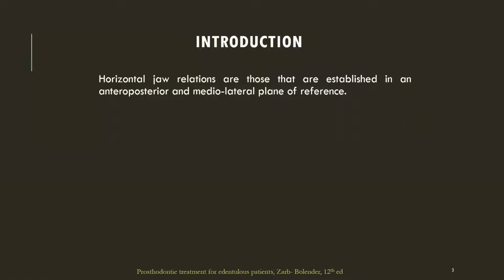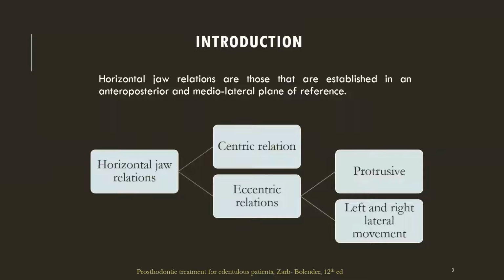Coming to the introduction, horizontal jaw relations are those that are established in an anterior, posterior, and mediolateral plane of reference. So horizontal jaw relations can be centric and eccentric relations. Eccentric relations are protrusive and left and right lateral movements.